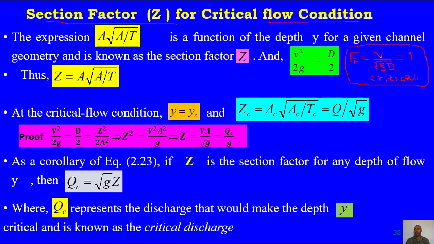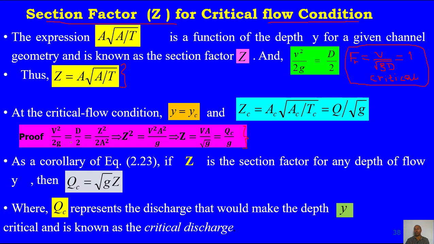You can use this equation, V over square root of GD is equal to 1. Thus, Z is equal to A square root of AD. So at the critical flow condition, Y will be Y critical, and ZC is equal to AC square root of AC divided by TC. Then you can adjust again. You have this one, Q divided by square root of G. So at critical state, we can prove using this equation.